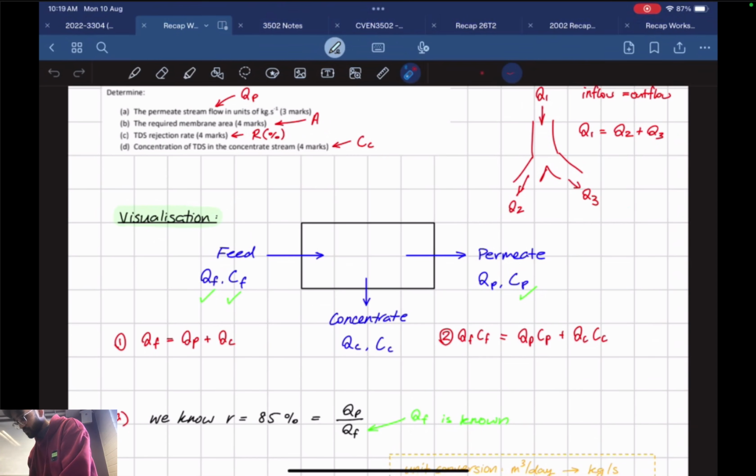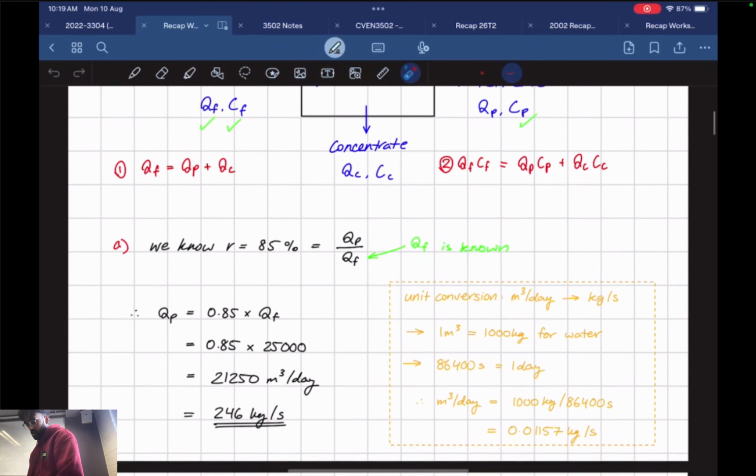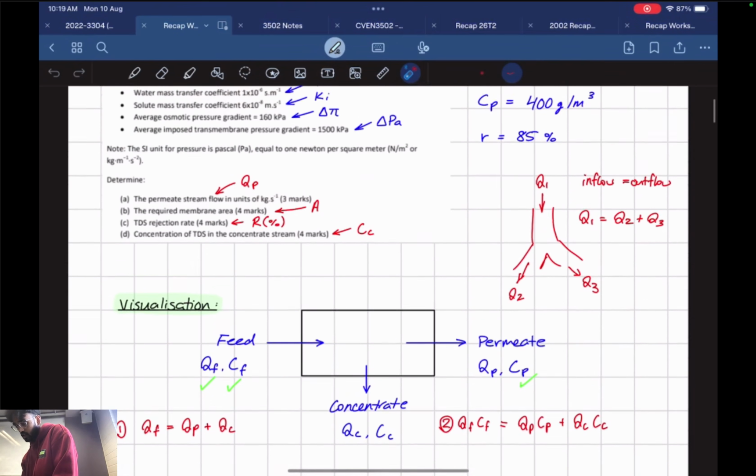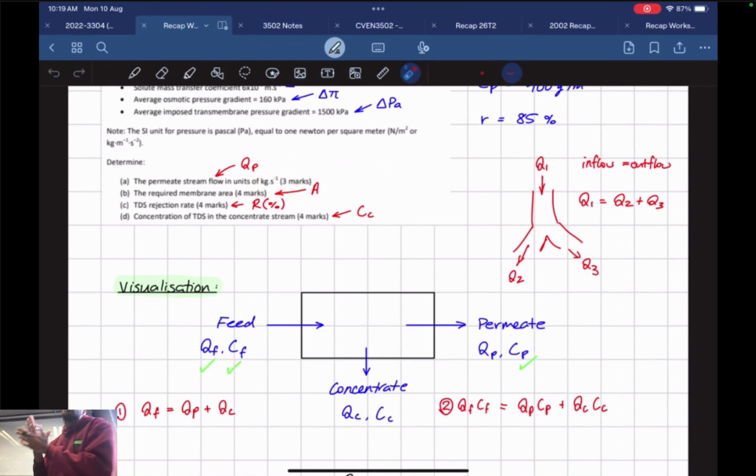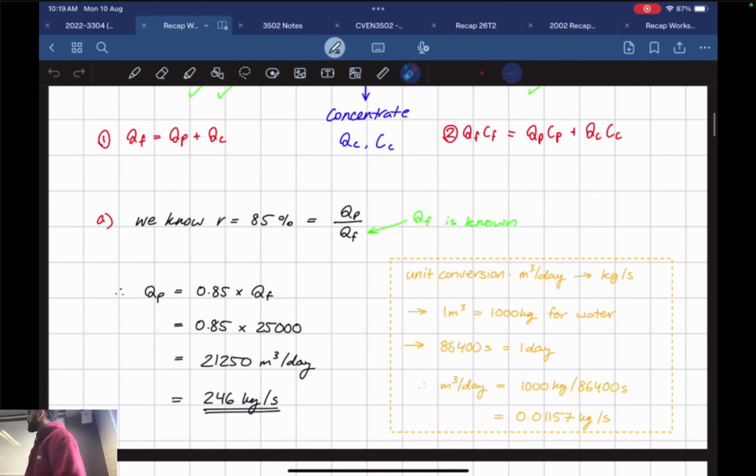So all we have to do to find QP is just rearrange the formula. This is what I've done. You end up with a value like this. I think the question asked for it in kilograms per second, right? So the unit conversion is another extra mark that you're going to need to know how to do. I've got a bit of an explanation to the right for our unit conversions. 1 meter cubed is equal to 1,000 kilograms for water. In this course, density, unless specified otherwise, is just going to be 1,000.